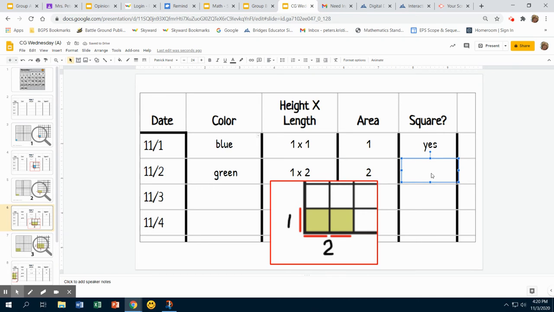Is it a square? Well, remember, a square is a rectangle that has all four sides being equal. So this can't be a square. It's got a height of one and a length of two. So, nope, that is not a square.